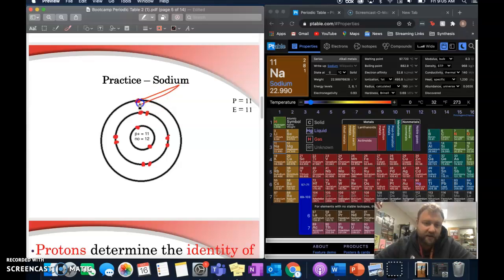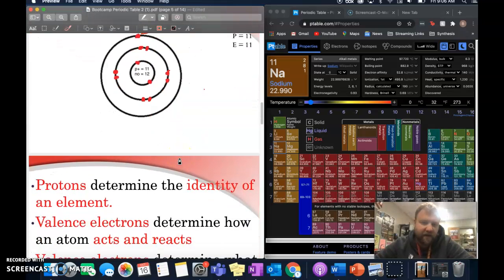So this one is our valence electron. The one out there, we only have 1.